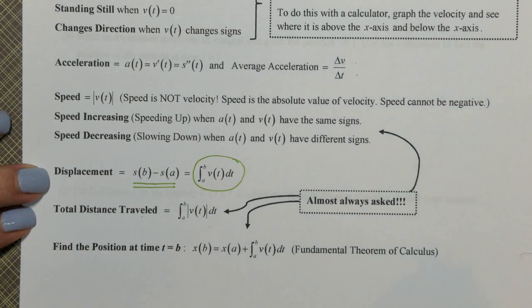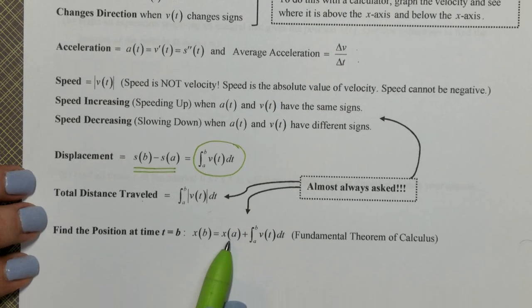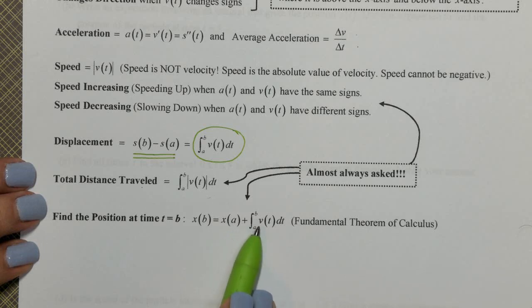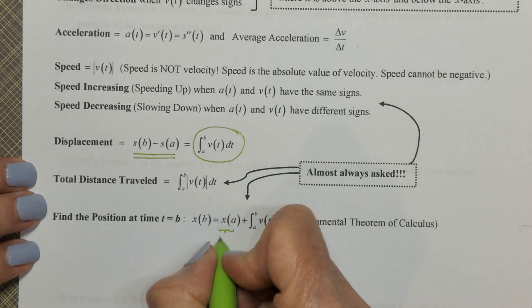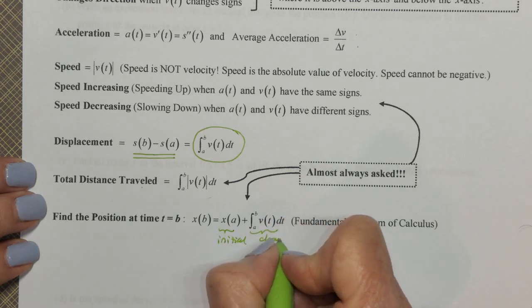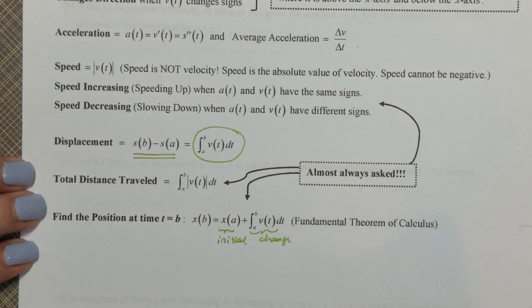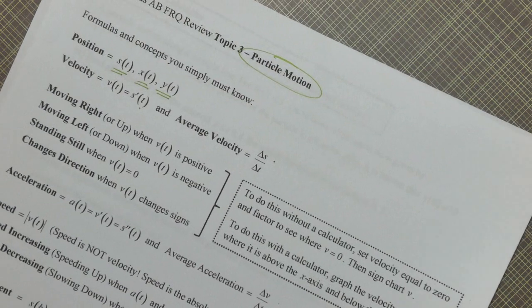Okay, to find the position of the particle at any time, you take your initial position and you add your change in position. Initial plus change. It makes sense. That would give us our ending. You know where you're starting and how much you changed, you're where you ended. Fundamental theorem of calculus. All right, let's take a look at a couple of examples.